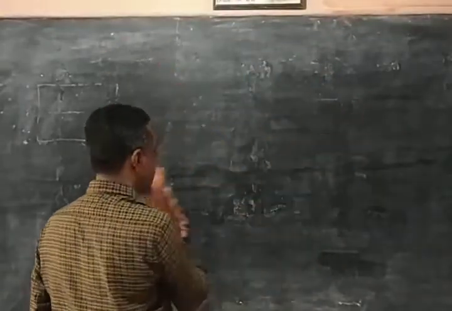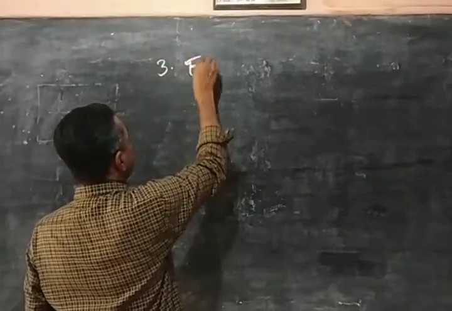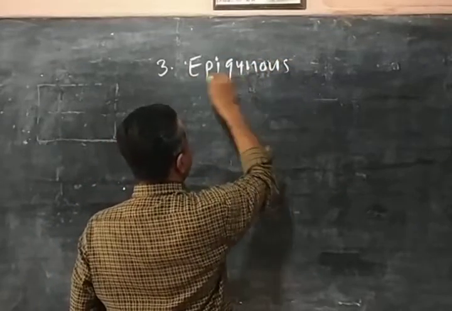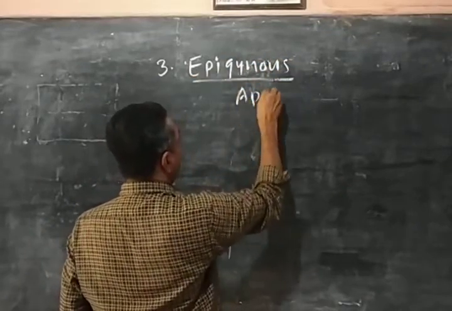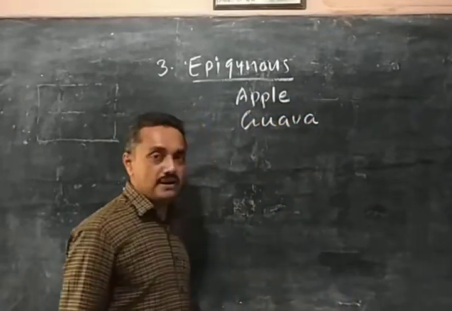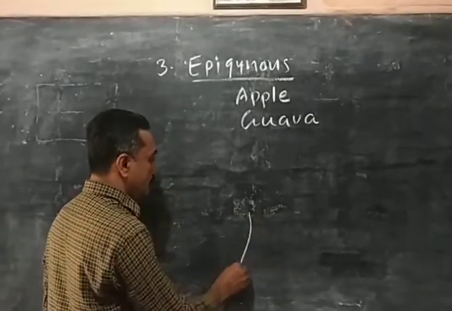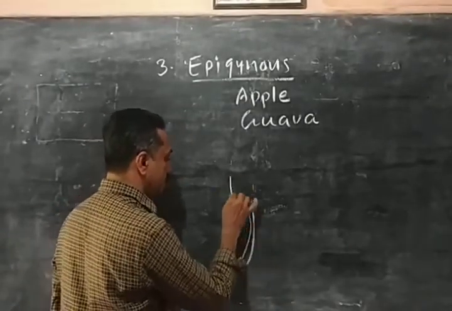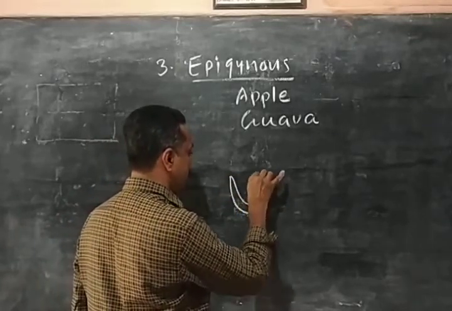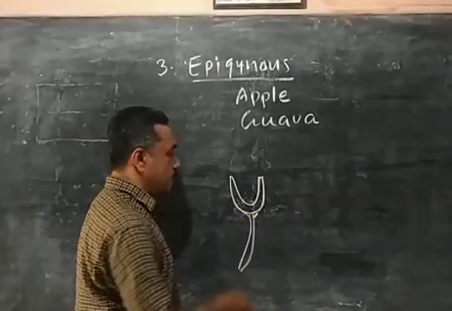Then the third type of flower is called epigynous flower. Epigynous flowers are seen in the case of apple or guava. These are all examples of epigynous flower. In an epigynous flower, similarly, the thalamus forms a cup-shaped structure, as in the case of the perigynous flower.